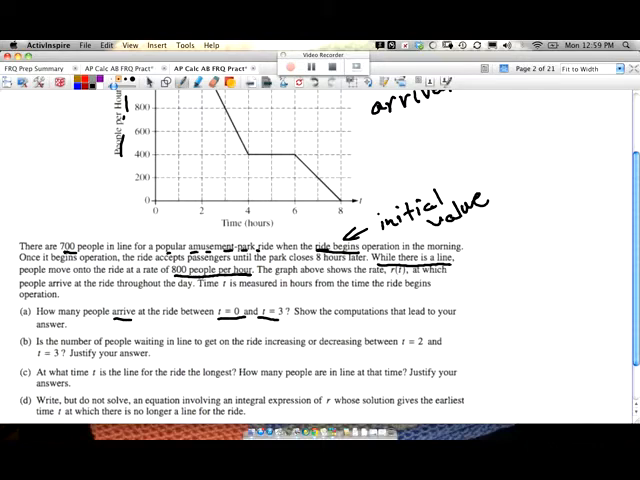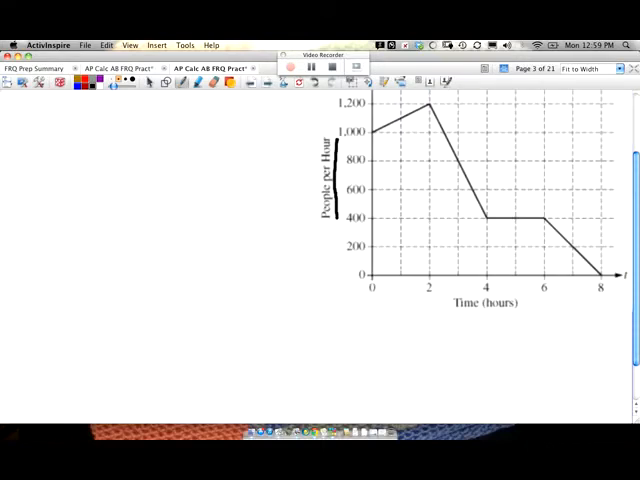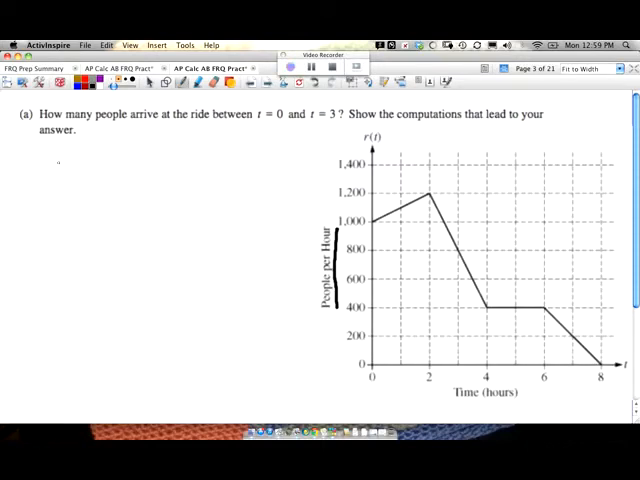So part A here, we're going to jump right into it. Part A is what we're looking at is the total accumulated arrivals, which is going to be the integral from 0 to 3 of R of t, which we're given here, which equals this area from 0 to 3 right here.